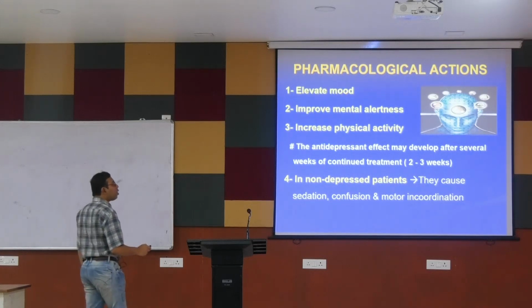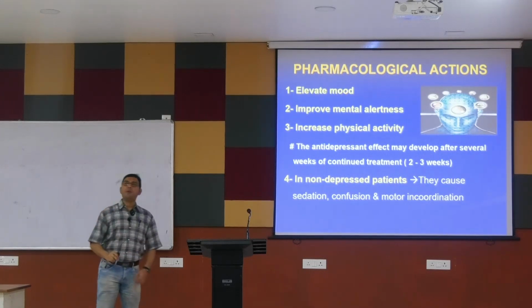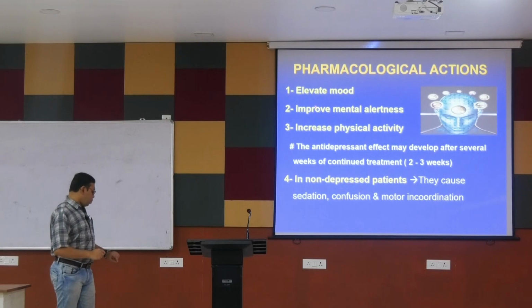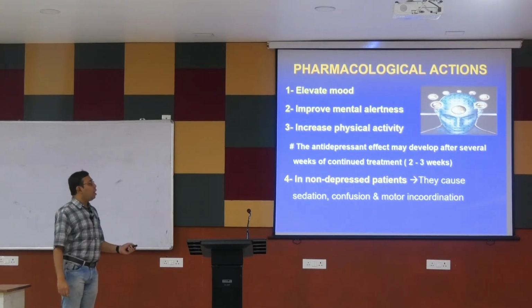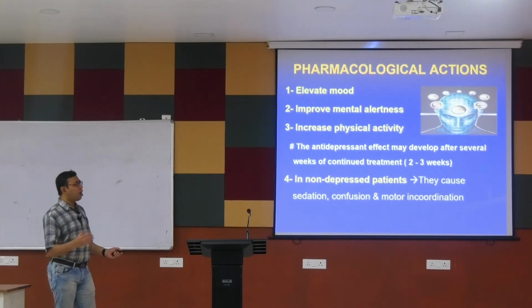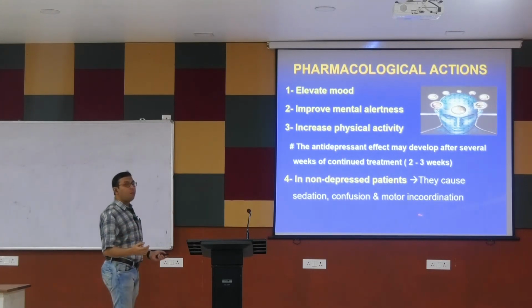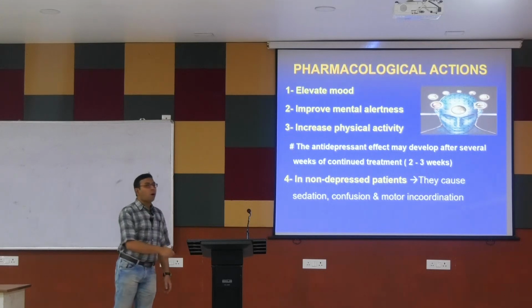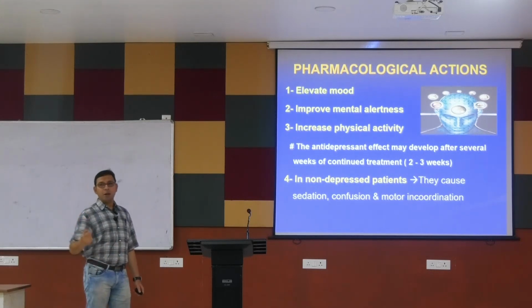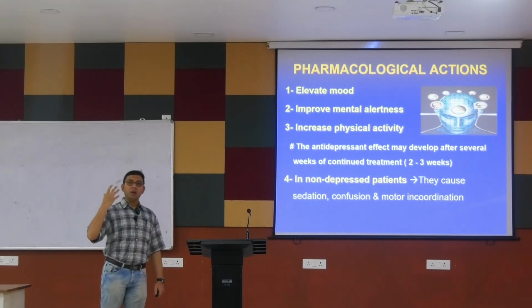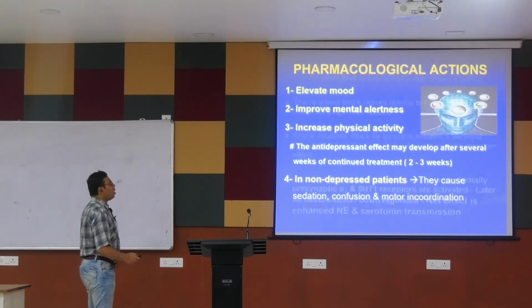So what are the pharmacological actions? When a tricyclic antidepressant is given, it elevates mood, improves mental alertness, and increases physical activity. In non-depressed patients, it usually causes some sedation, confusion and motor incoordination. Usually this occurs due to their action on other receptors. For example, they are blocking the histamine receptor, so ultimately there will be drowsiness.